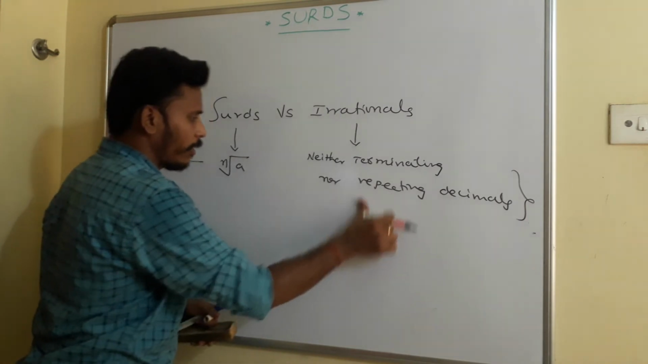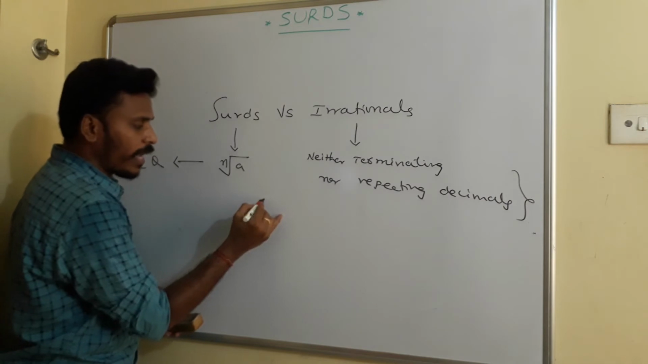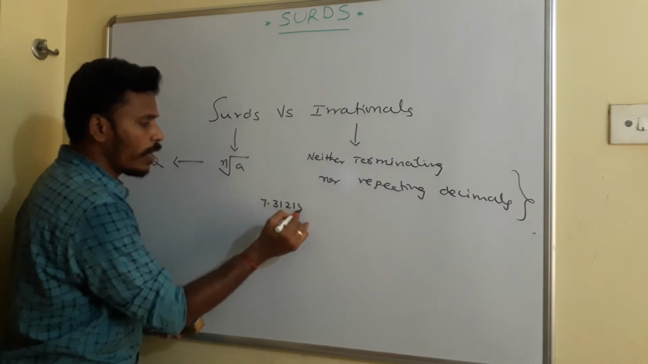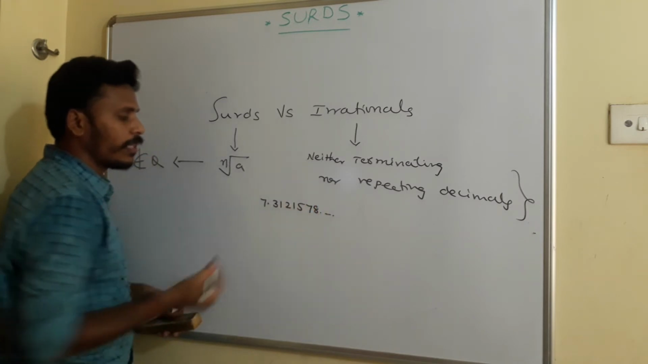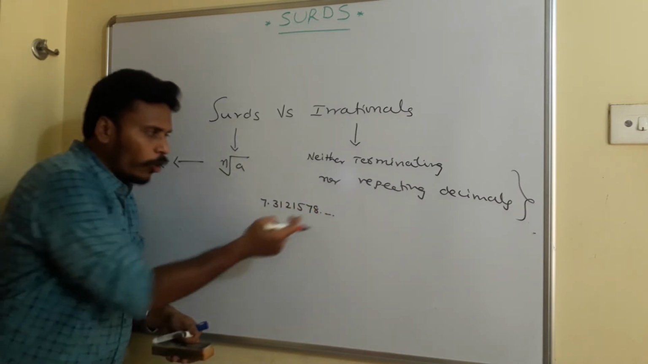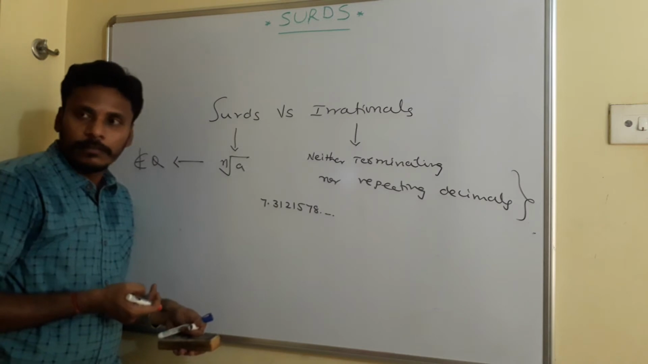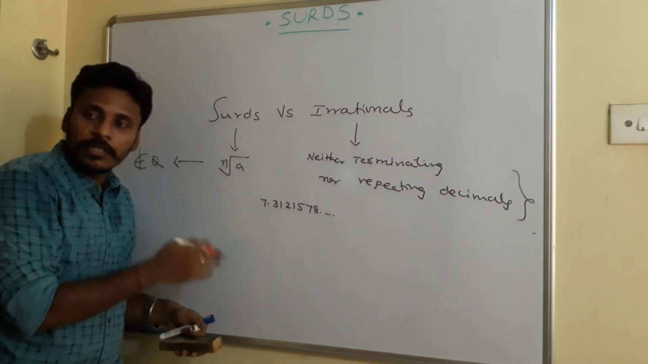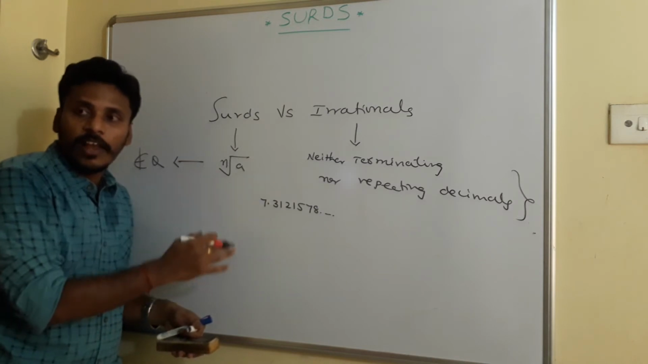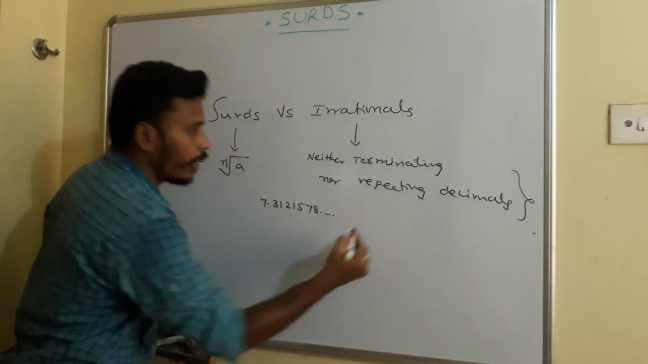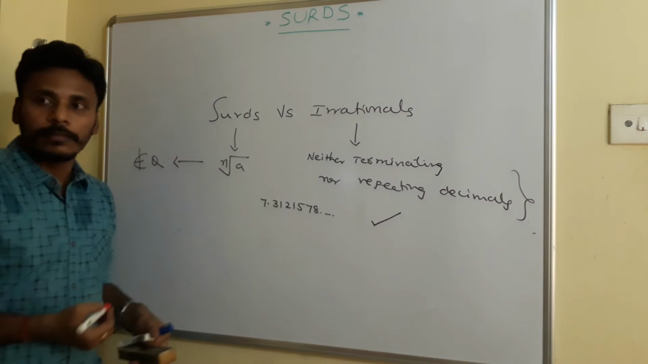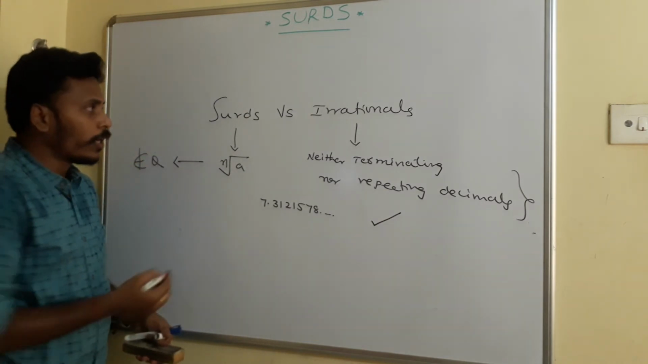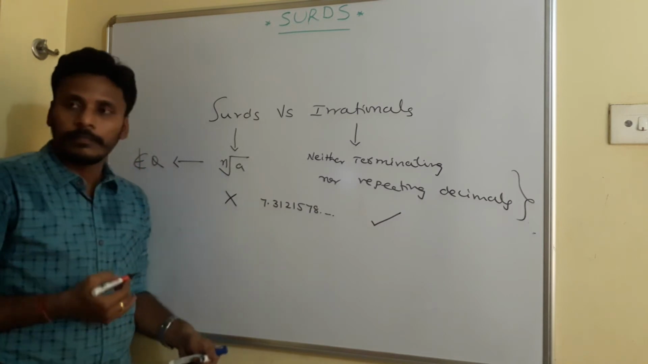I am going to give here, just have a look. Something like 7.312157 something something something. I don't know which comes after this, 8. This is not terminating. This is not repeating. Since this is neither terminating nor repeating decimal, it is an irrational number. But this is not in the form of nth root of a, so this is not a surd.